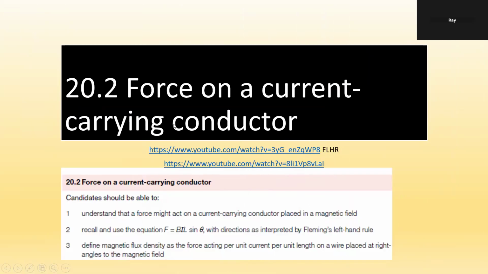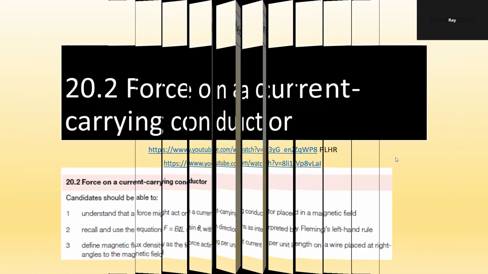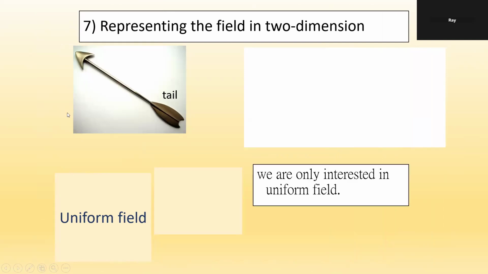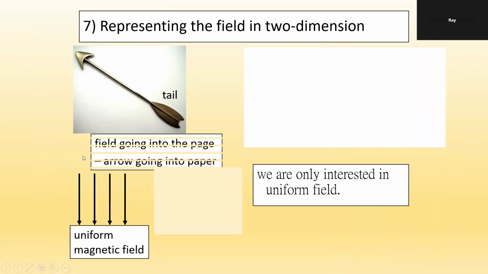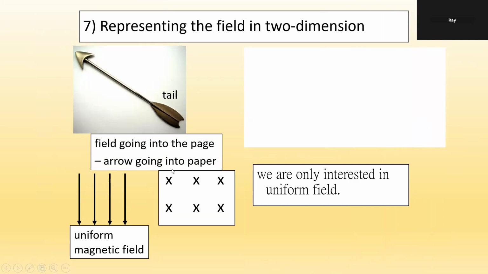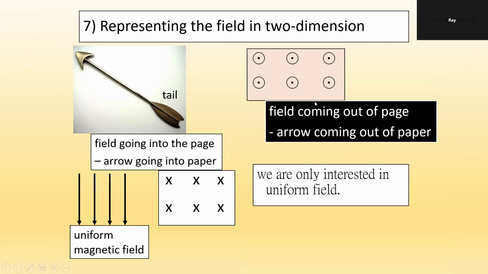Force on current carrying conductor. This is your arrow. There's a tail, there's a head. We are only interested in uniform field. This is uniform field. Field going into the page, arrow going into the paper. So we see the tail only if it's going into the page. If coming out of the page, we see a dot, the tip of the arrow coming out of the page.